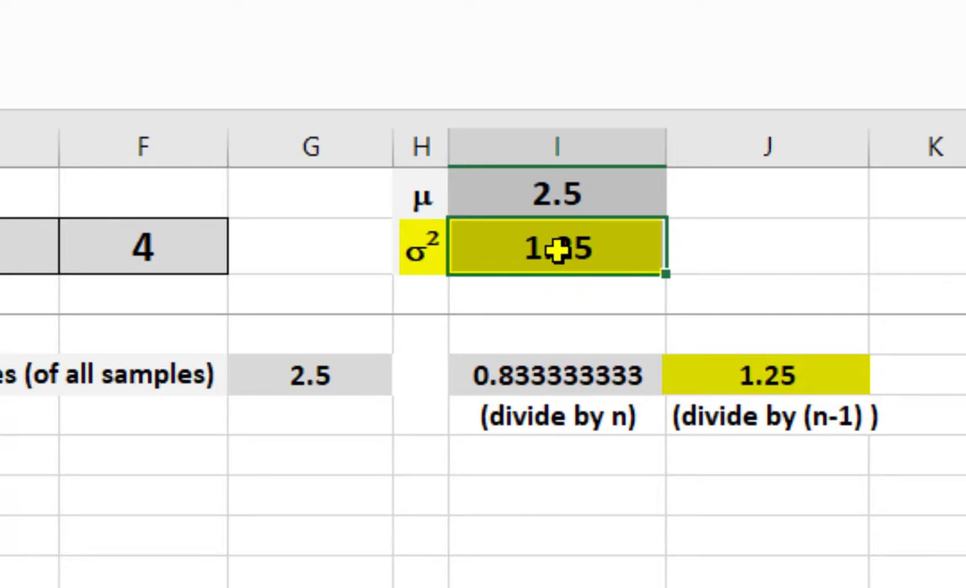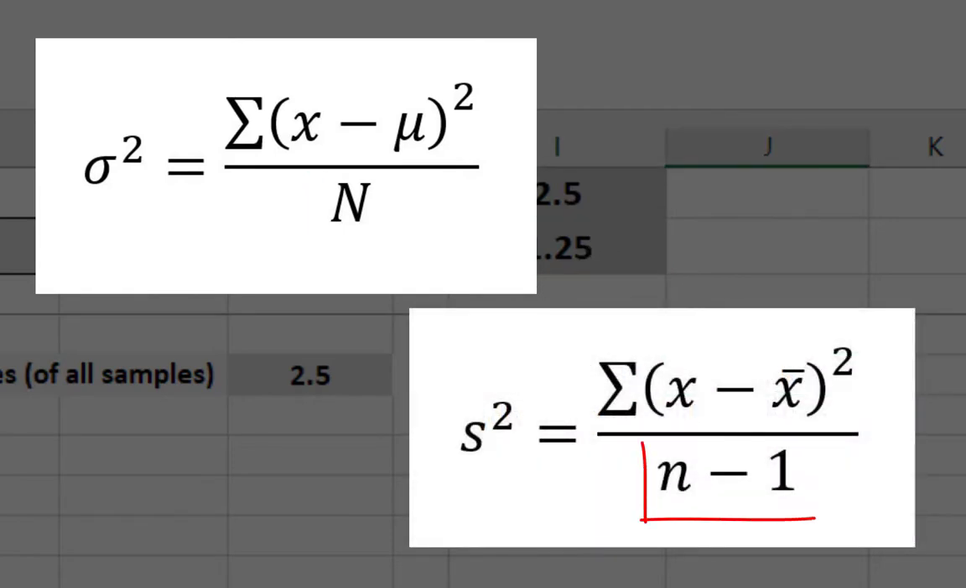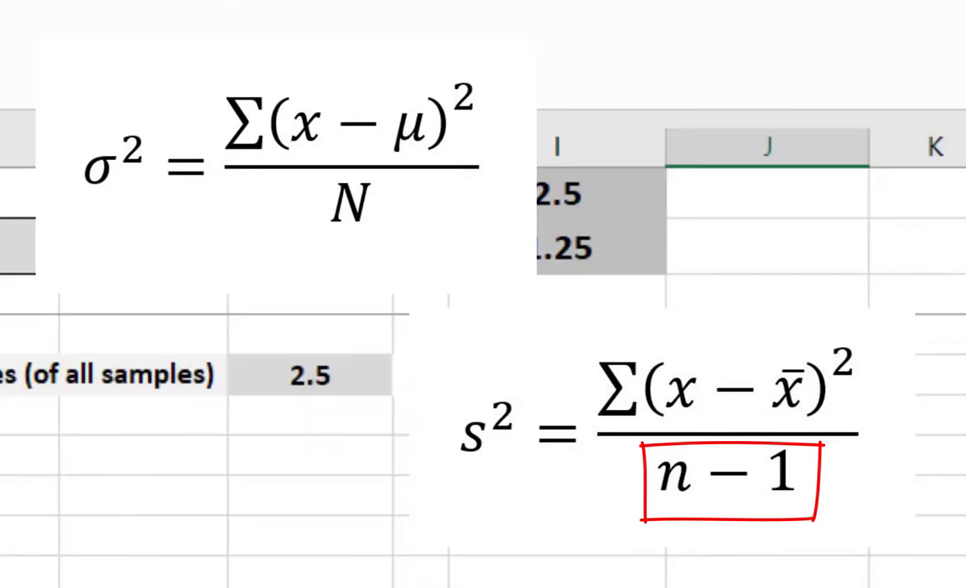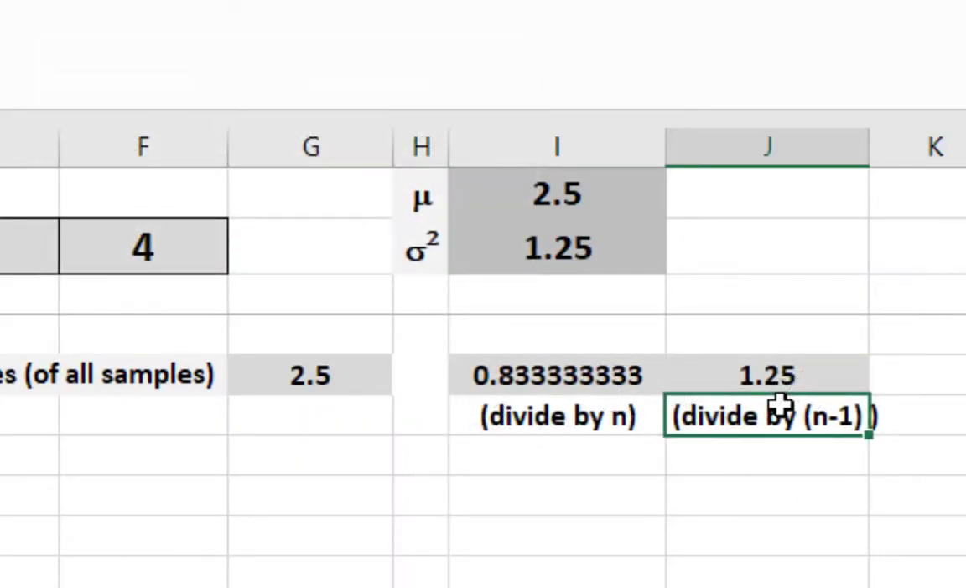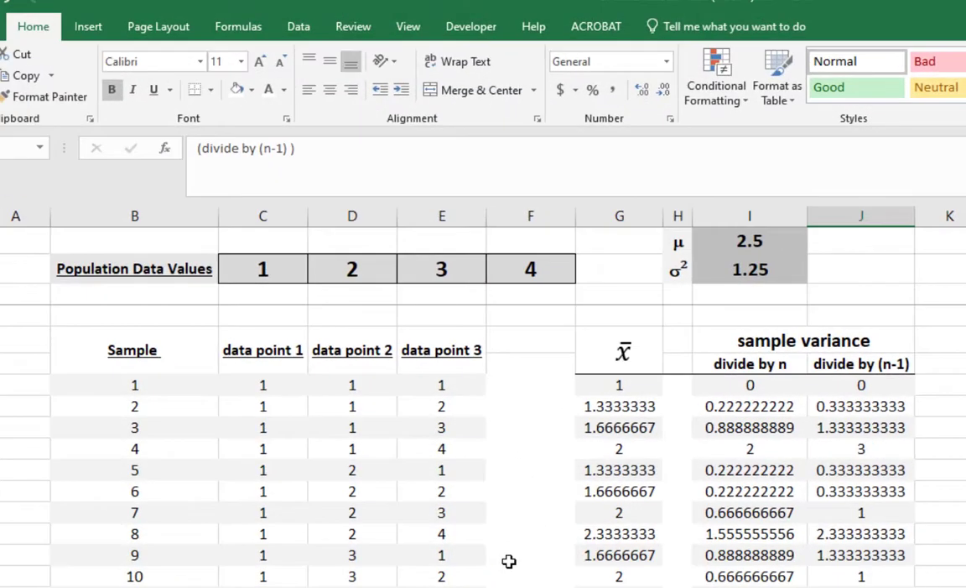Now, this might not hit you like it hits me, but you've got to remember, when we did the variance in the population, we divided by the entire population size, n. But for the sample variance, in order to match that, we have to divide by n minus 1. Now, some of you might be sitting there going, well, Sean, that's only because you chose the numbers the way you did. I mean, you chose 1, 2, 3, and 4.